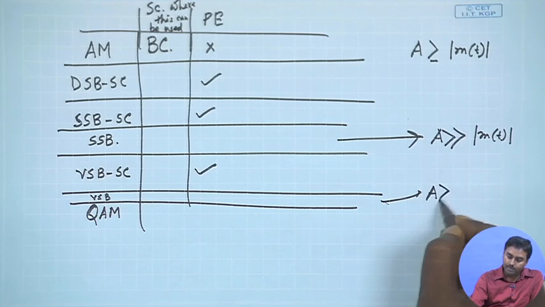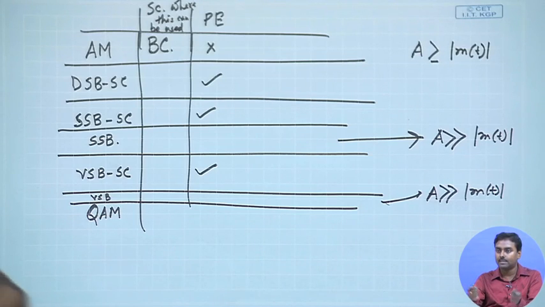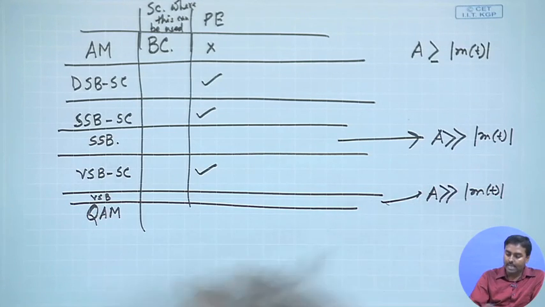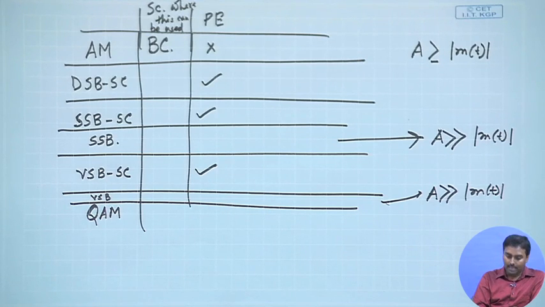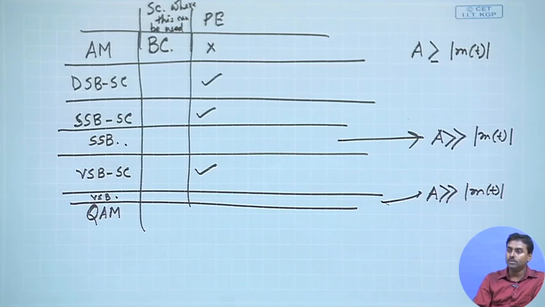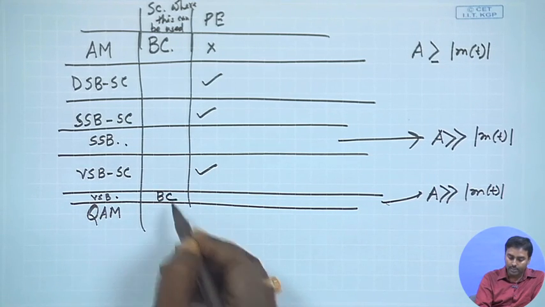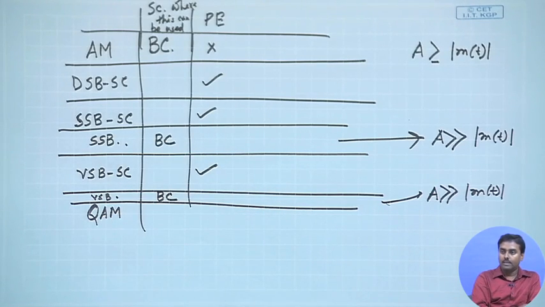There also A must be much bigger than m(t), we will be able to show that, because it is almost a similar structure. So this can again be proven. Of course, this will not be energy efficient. And if we wish to use this SSB and VSB for broadcasting, then definitely we will have to operate at a very low power efficient scheme. That will always be happening.